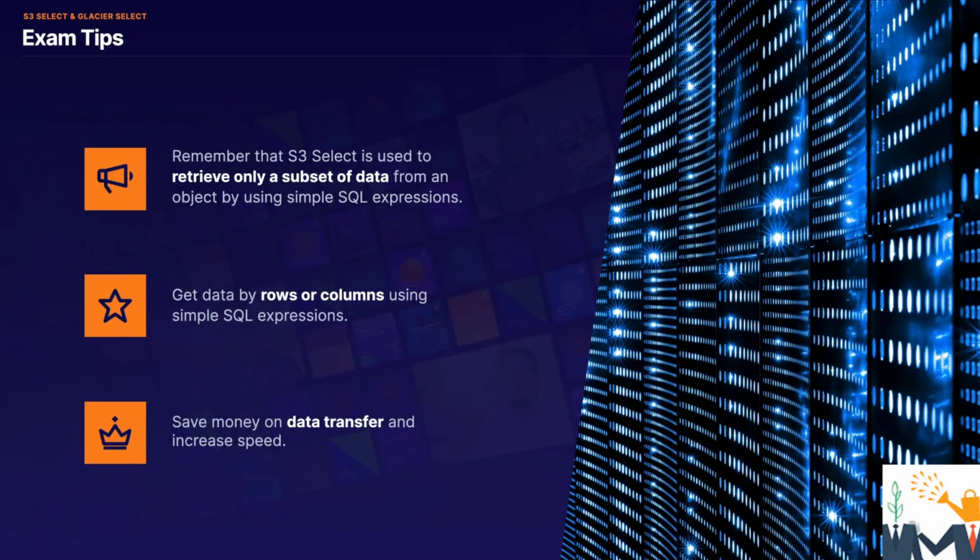So that's all you need to know going into the exam. Just remember that S3 Select is used to retrieve only a subset of data from an object by using simple SQL expressions. You can get data by rows or columns using simple SQL expressions, and you basically save money on data transfer and increase your speed.